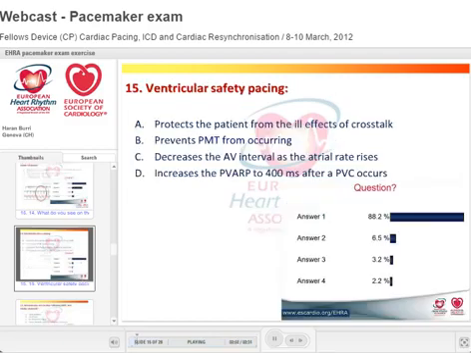Next question, ventricular safety pacing. Go ahead and give us your answers. Again, I hope for close to 100% on this one. Not bad. 88. Good. Satisfied with that. Indeed, it protects the patient from the ill effects of crosstalk. What you don't want is atrial pacing with the spike to be detected in the ventricular channel, thereby inhibiting ventricular pacing, because if the patient's in complete AV block, well, he's in asystole.